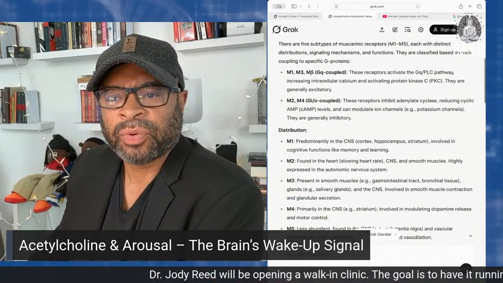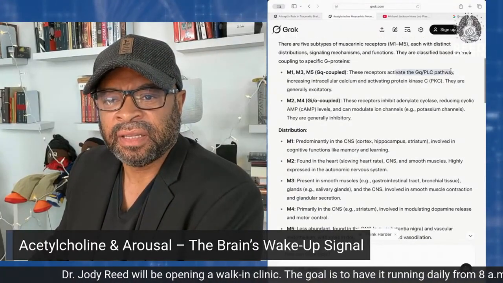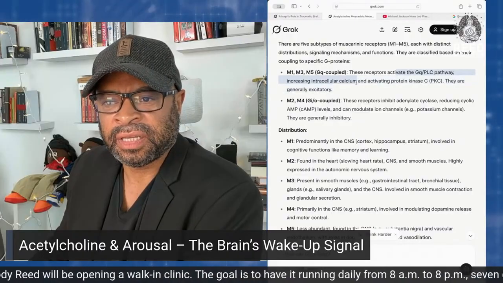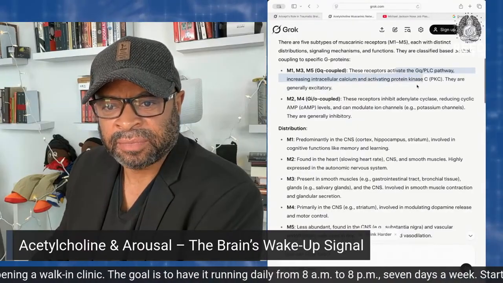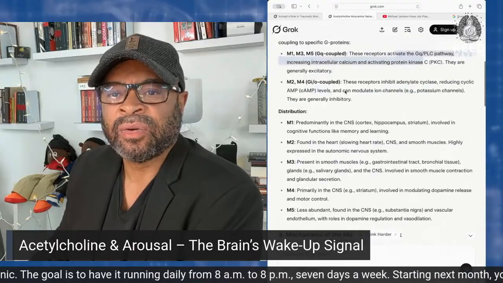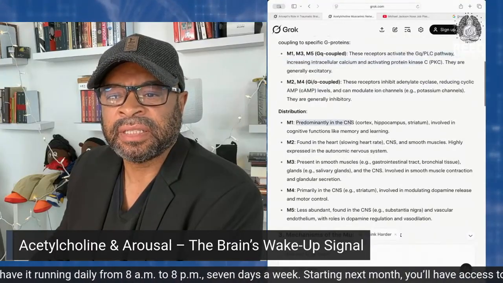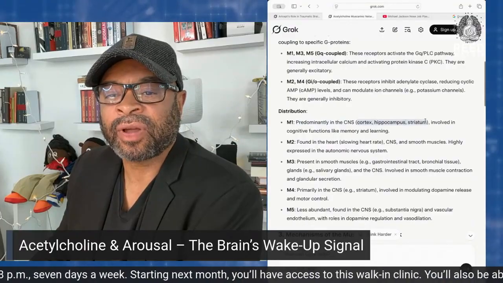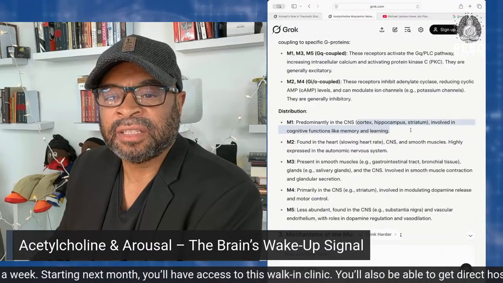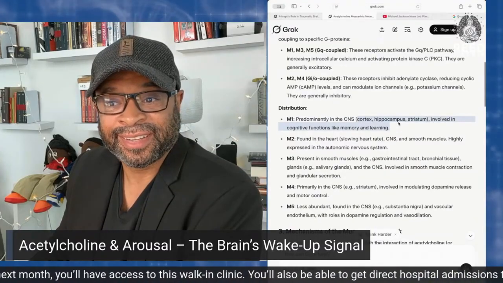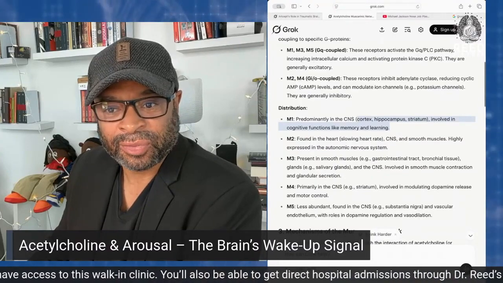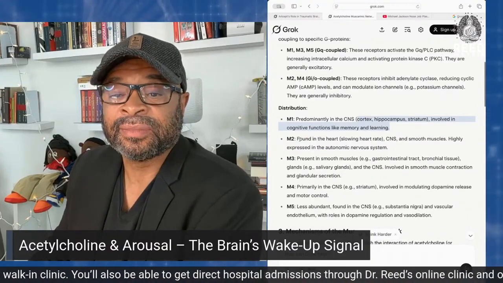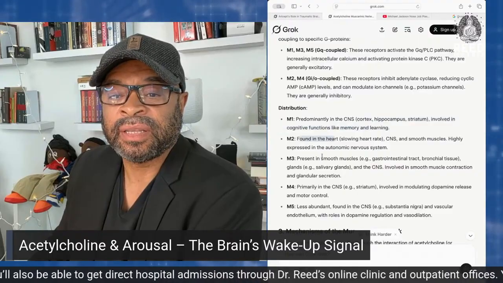Okay, here M1, 3, and 5 activate the pathway and increase intracellular calcium, and this activates protein kinase C. So M1, 3, and 5 are predominantly in the CNS. Okay, yeah, look, the cortex, hippocampus, and striatum, involved in cognitive functions such as memory and learning. So this is where the muscarinic activates it here. Very interesting. Found in the heart. Okay, we did that one.